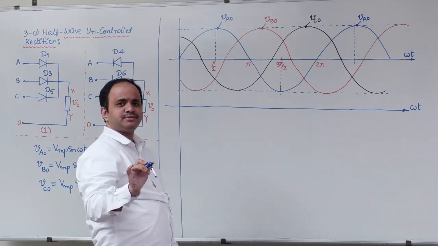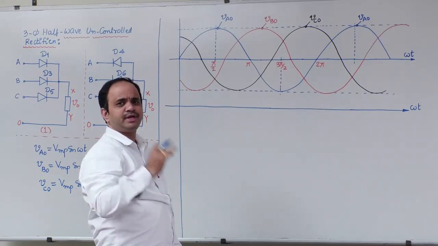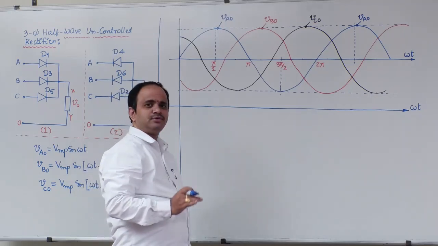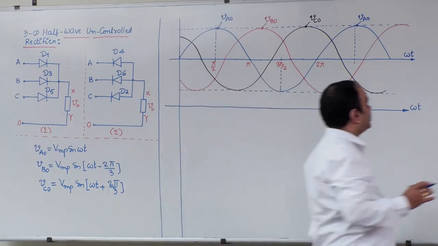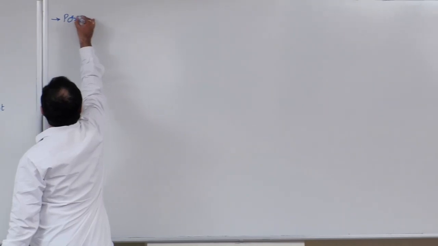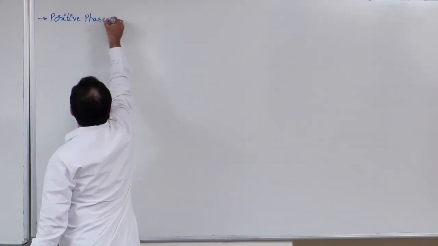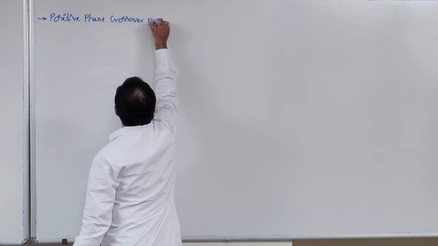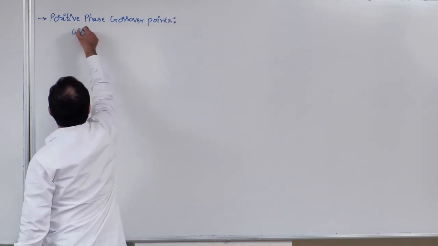These 3 points, what are these 3 points? 30, 150 and 270 degree. These 3 points are named as positive phase crossover points. Okay, let me write down that statement here. Positive phase crossover points. Okay, what are that?